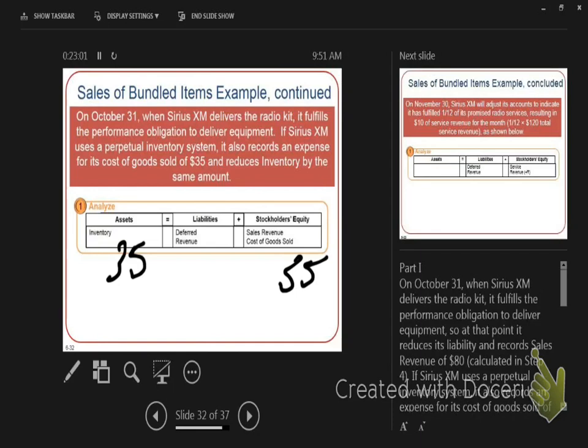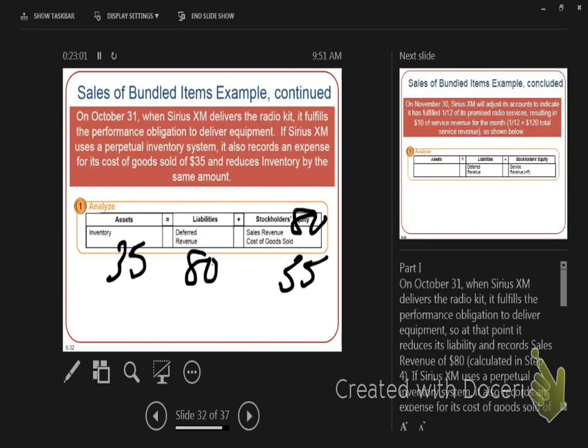Then we can record the sale, the revenue we earned on that equipment. And that we said was $80, instead of $100. Okay? So we take that out of deferred revenue. And that's where that had been, was deferred revenue. And that's from the slide before that said $200, right above the $200. We deferred $200 of revenue. Now we're going to go ahead and recognize $80 of it because they took the radio. They took the radio, so we can earn the $80 from the radio, of which $35 was inventory.